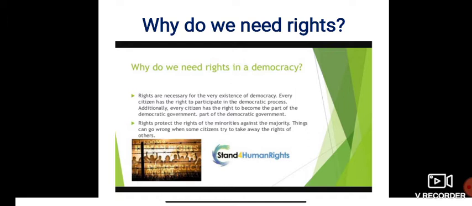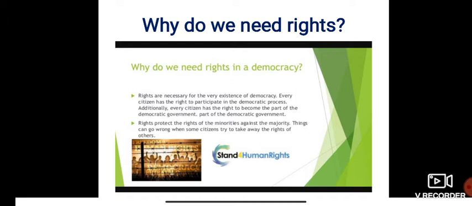So see, rights are necessary for the very sustaining of democracy. Without rights, democracy cannot sustain. So in a democracy, every citizen has the right to vote, the right to elect and the right to be elected to government.